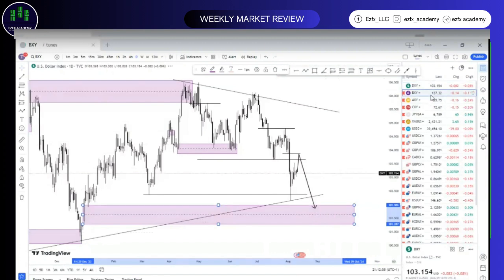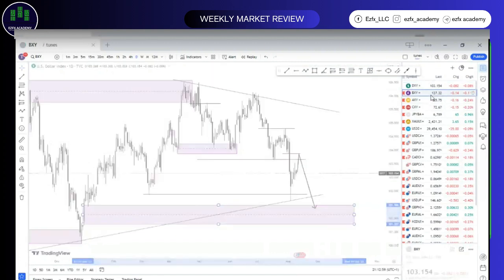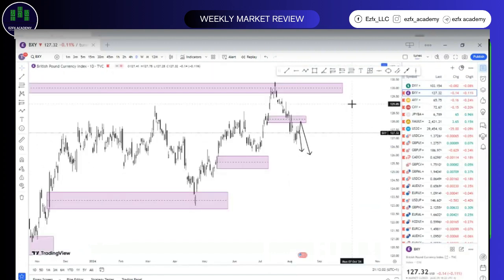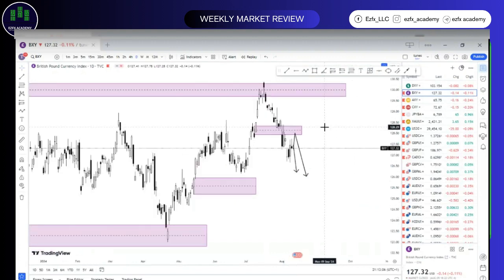Next up, let's look at BXY. We'll look at BXY, AXY, CXY, and GBPUSD. For BXY, we were expecting it to be bearish during the course of last week, and we got to see that happen well.